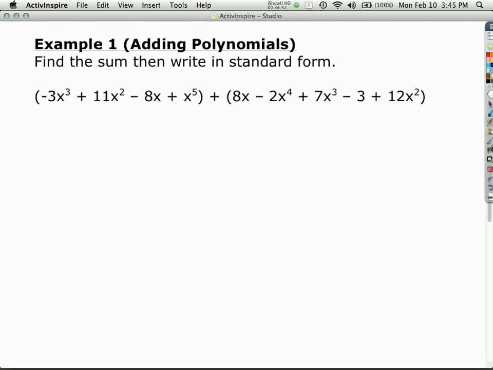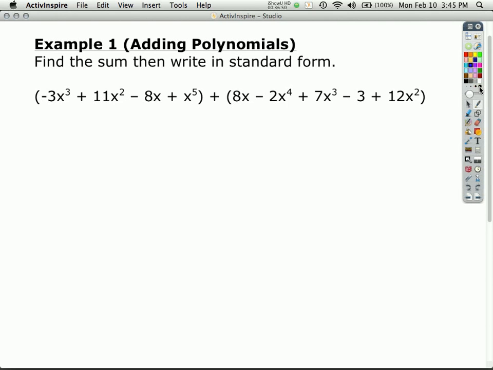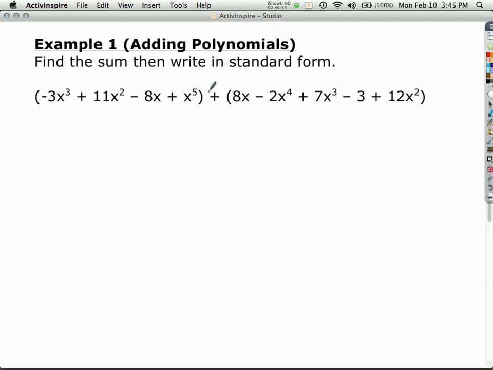So, example 1. Find the sum, then write in standard form. We have a polynomial here, adding another polynomial. We want to simplify this and then write it in standard form. What you and I are going to do together is take care of both of those details at the same time.